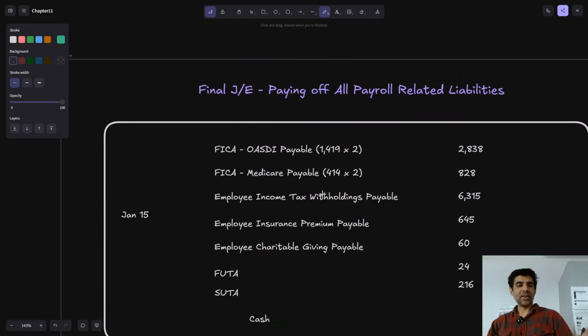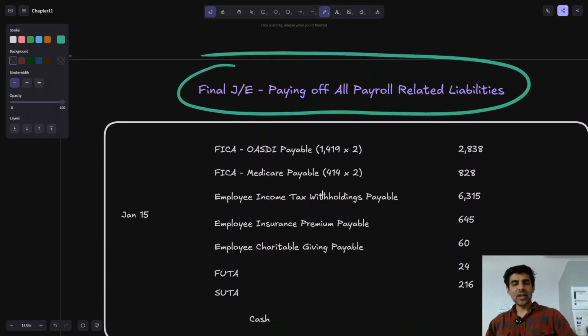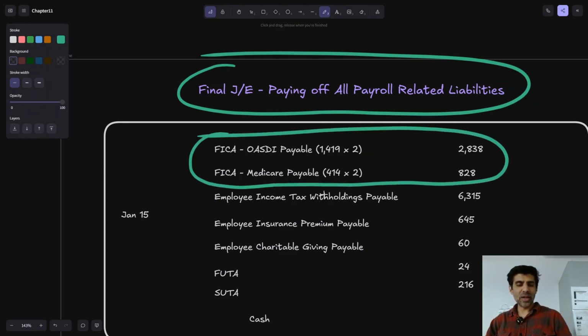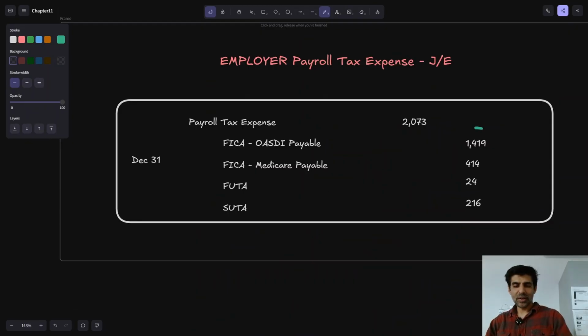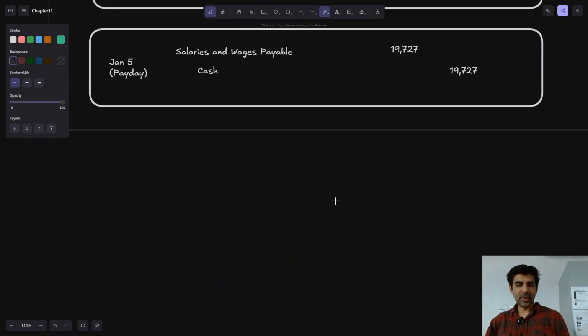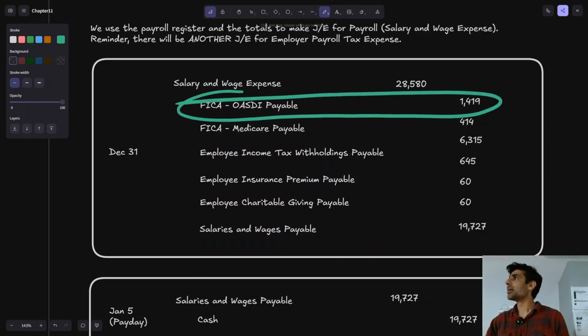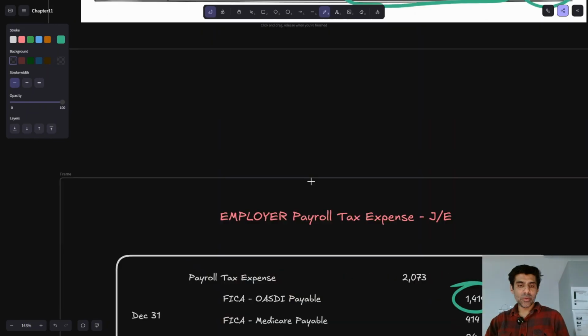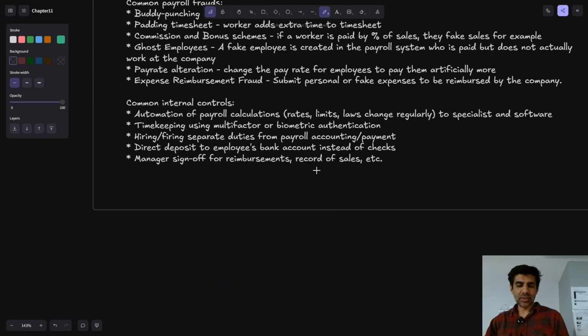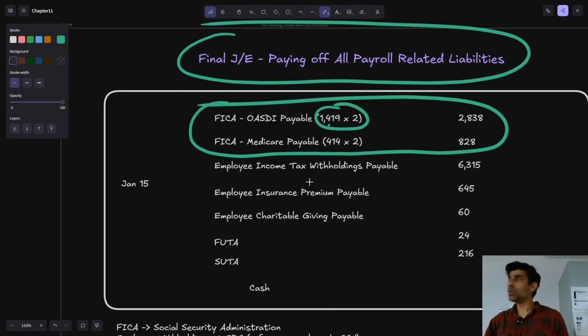And then at the end, okay, this is the final journal entry. You're going to pay off all these liabilities. So the FICA and OASDI, remember there's two entries here. There's one from here, and then there's one from the employee's contribution here. Okay, so that's why when we're finally paying off the government, there's 2 times. That's why this amount is here.